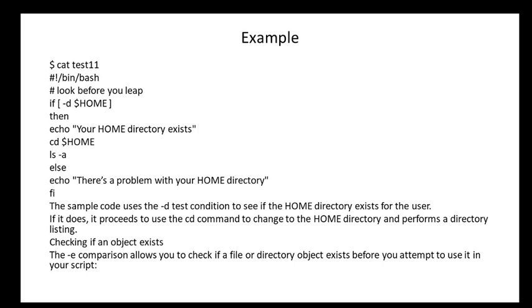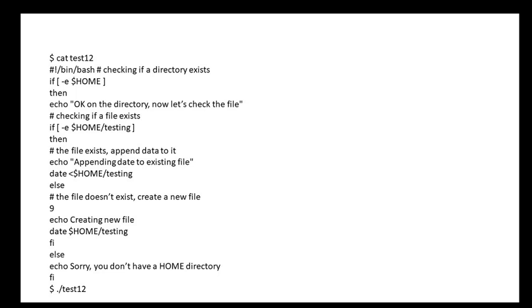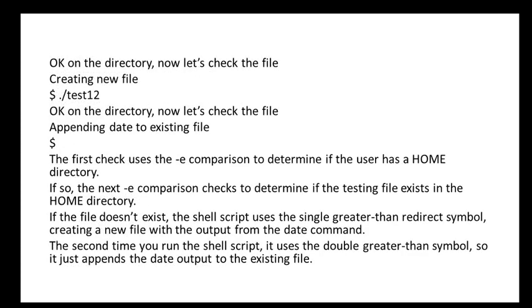Checking if an object exists: the E comparison allows you to check if the file or directory exists before you attempt to use it in a script. In the second example, you are going to check with the same E whether the file exists. Okay, that was the directory; now let's check the file, appending data to an existing file.